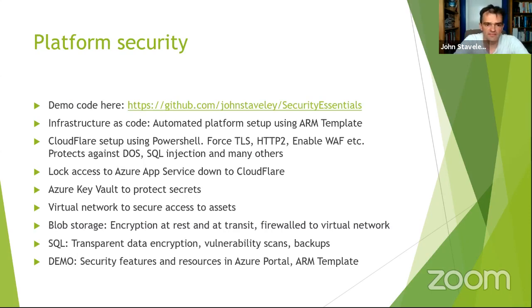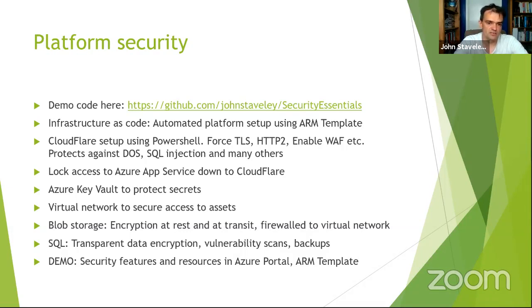We're going to be talking about infrastructure as code. So this leads to repeatable automated deployments using an ARM template. You can set up Cloudflare. If you've not heard of that, that's a web application firewall. So we're going to set up some settings that force TLS, HTTP2, and enable the WAF. Cloudflare is really useful and protects against denial of service, which you can't really do if you're just doing application code. It protects against SQL injection and many, many other features. We lock down the access of the app service just to Cloudflare, so the app service can't talk to anything else other than Cloudflare. All our requests come through there, so we guarantee that we get all of these protections.